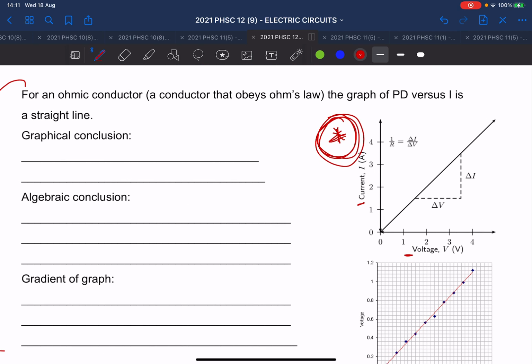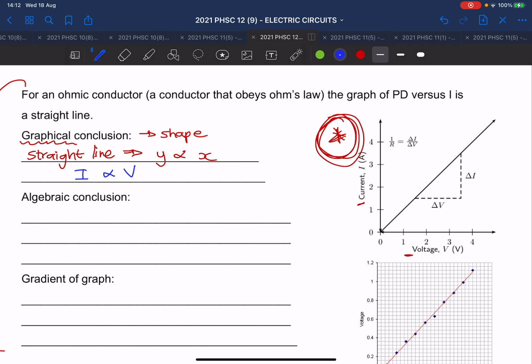If we look at the shape of the graph, we can make a graphical conclusion. The graphical conclusion looks at the shape of the graph. Now this is a straight line graph, or do you call it a linear graph? Straight line, linear, doesn't matter. With that graph, we can say that the y-axis is directly proportional to the x-axis. So we can say that our y-axis, the current, is directly proportional to the x-axis, volts. That is how we read this graph: the y is directly proportional to the x.